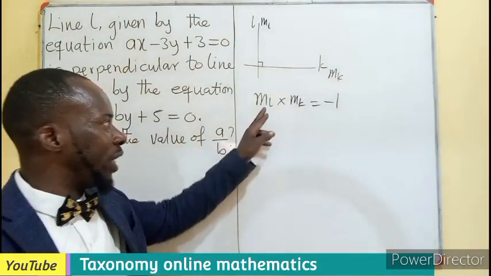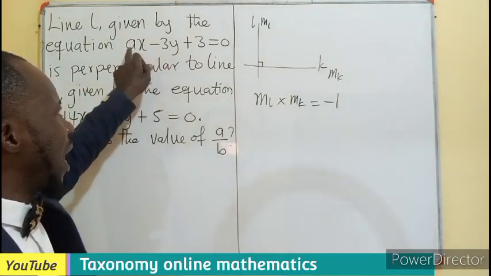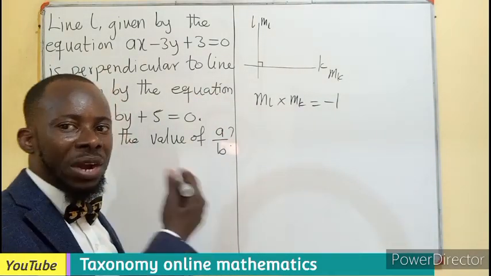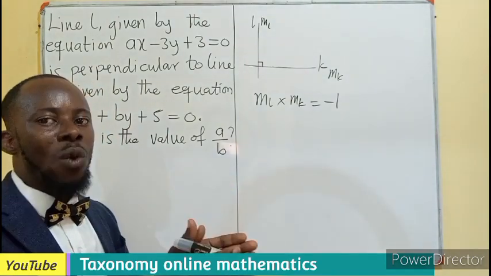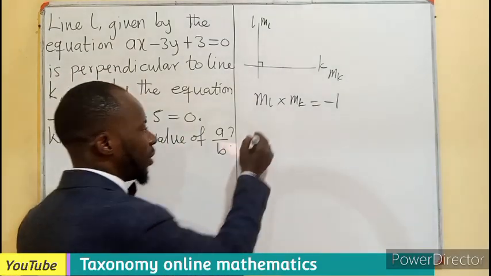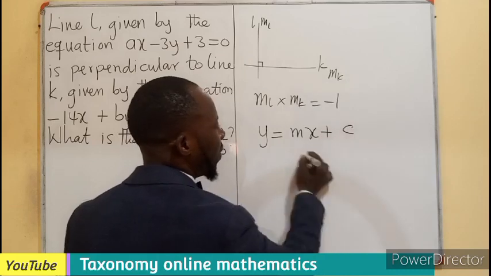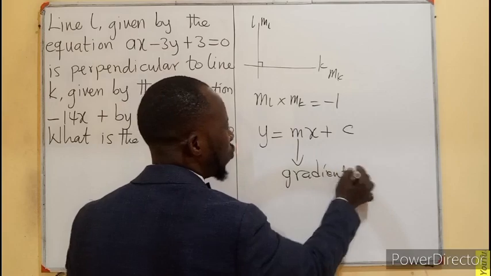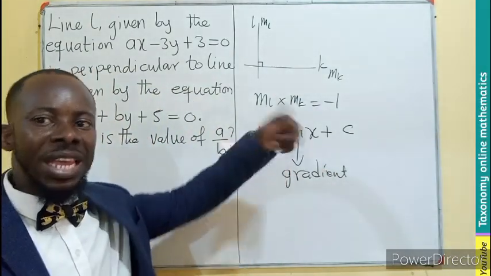So we need to find the gradient from the first equation. And how can we find the gradient? We can only find the gradient if we rewrite that equation in the form of a linear equation, making y the subject, as in the equation of a straight line, meaning y equals mx plus c, where m is the gradient we are referring to. Meaning the coefficient of x becomes what we are interested in.